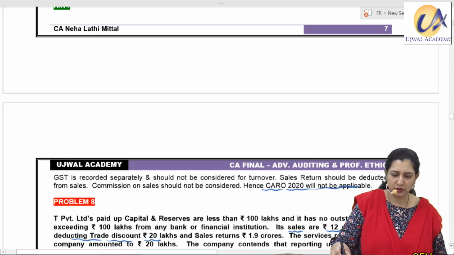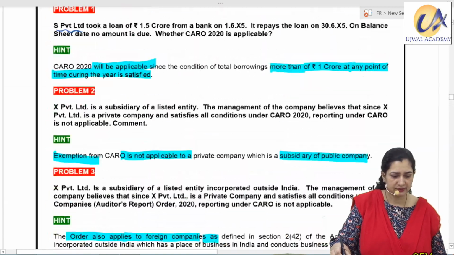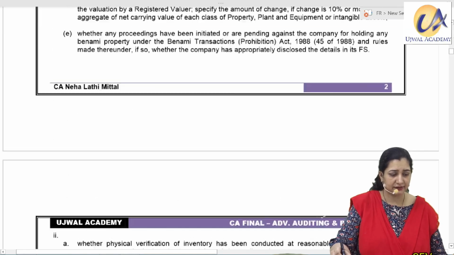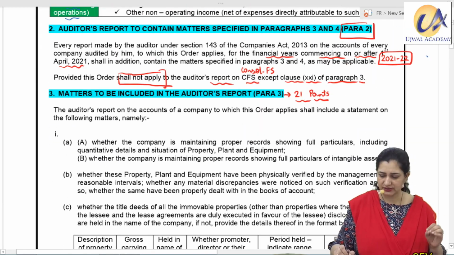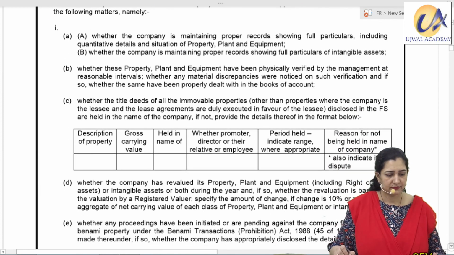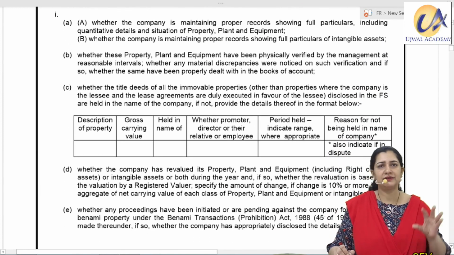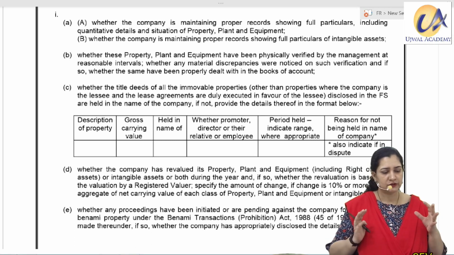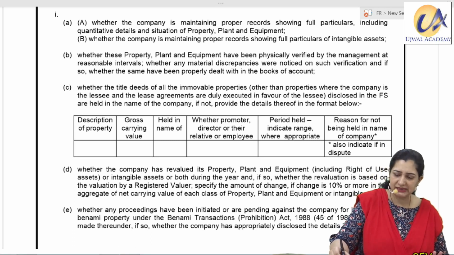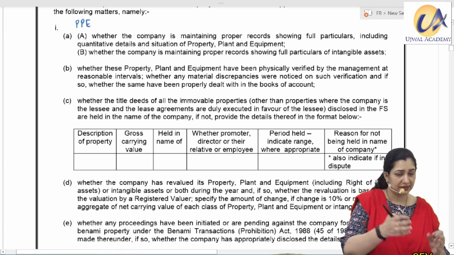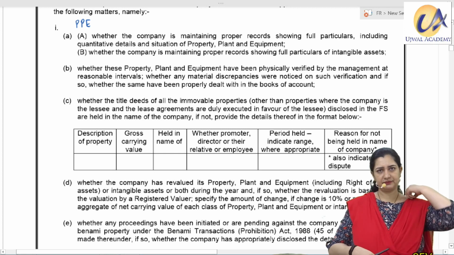So the first point now of Caro. See, there are 21 clauses, and every clause has got some sub points. So we need to understand that also. And every clause we will give a name to that clause, which will help us to remember the clauses. Okay. So the first one we call it PPE clause. Okay. So it's a very easy clause, but it has got 5 points in it.